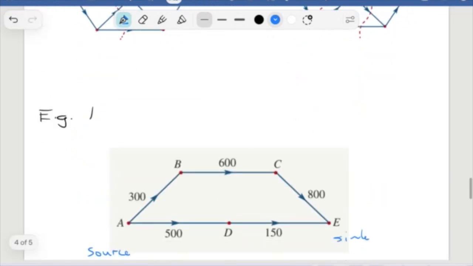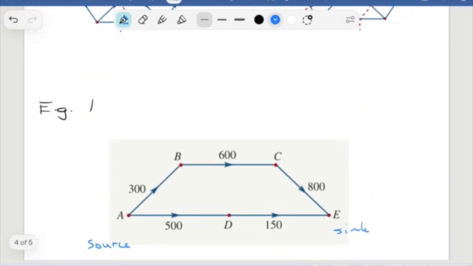Now, where we can see it being useful is the example we looked at in the previous video. We said that the maximum flow through here was 450 at any one time. We looked at this first path at the top, and we said that the maximum flow through here is 300, and the maximum flow through here is 150.